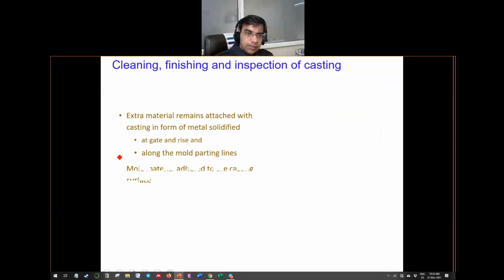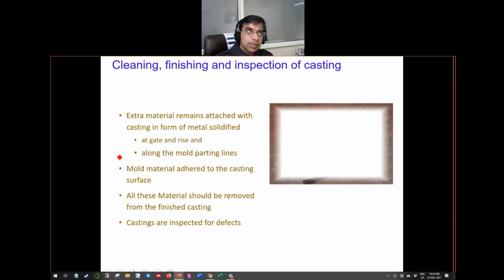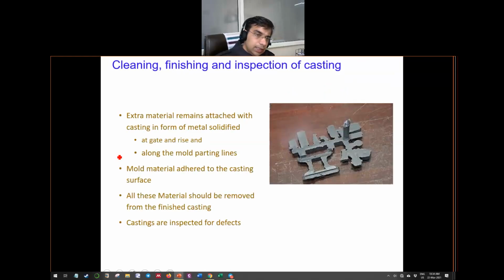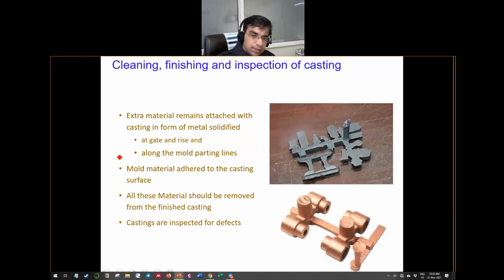Once the casting is complete, we need to separate out the riser and gate from the cast product. We need to clean the surface of the cast product for any defects, and we also have to inspect it. So cleaning and finishing is done. This is done using compressed air or some mechanical arrangement like a wire brush. Those are used to clean the casting. And once the casting is cleaned, it is then inspected for different defects.